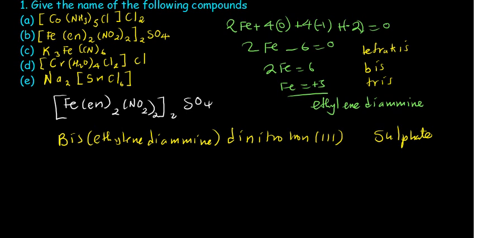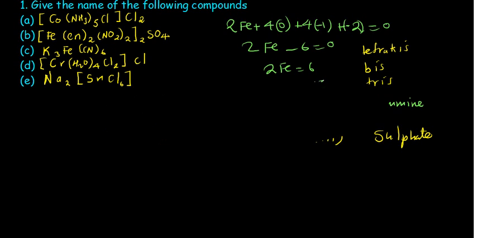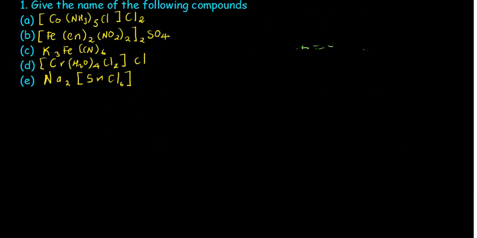Let's consider C, how we get to name it. Now if we look at this compound, what has been named first is the metal, and then we have the complex ion. So in this case, the complex ion is not the cation, it is the anion. Remember, when we are naming, you always start with the cation.